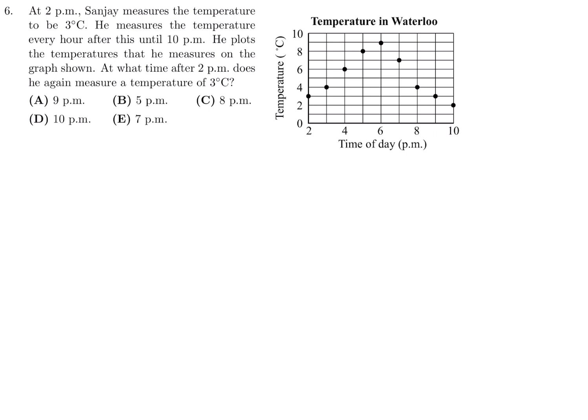At 2 p.m., Sanjay measures the temperature to be 3 degrees Celsius. He measures the temperature every hour after this until 10 p.m. He plots the temperatures that he measures on the graph shown below. At what time after 2 p.m. does he again measure a temperature of 3 degrees Celsius? Well, here is the 3 degrees Celsius that he measures at 2 p.m. And we want to know, when is it again 3? Well, looking at this graph, it's again here. And that approximately falls to that point, which is most likely 9 p.m. So that would mean 6 is A.